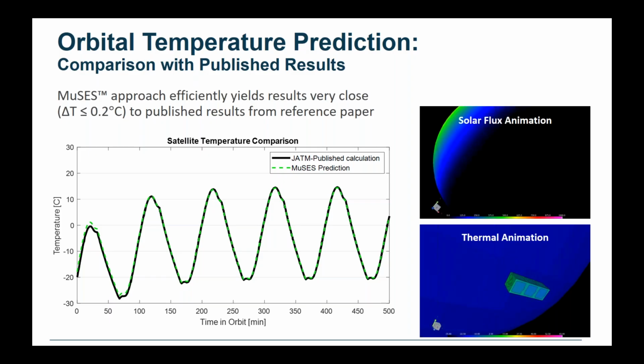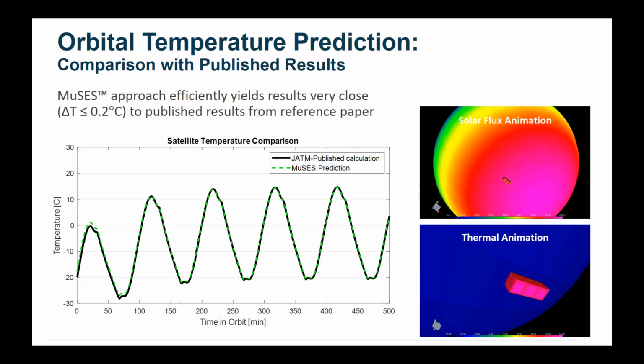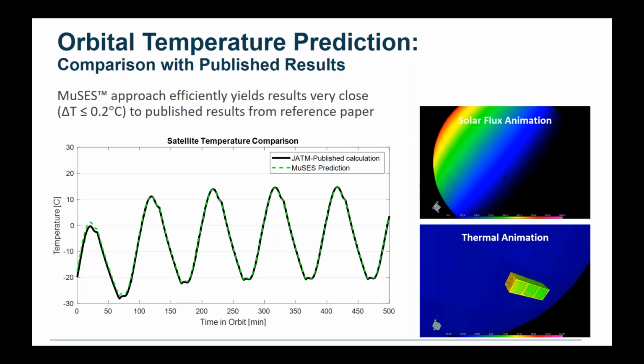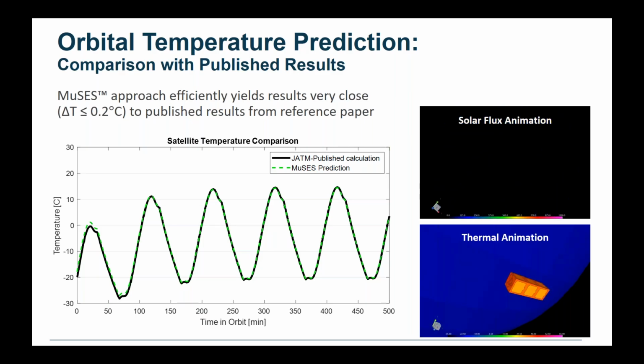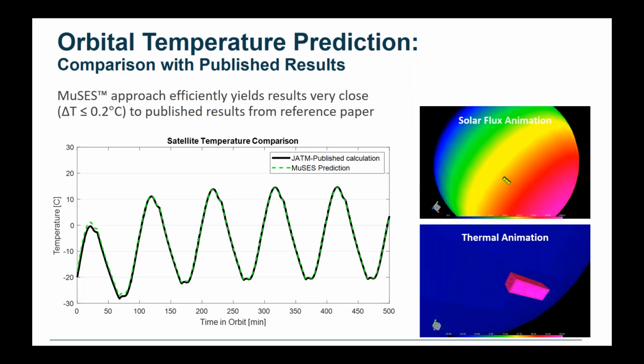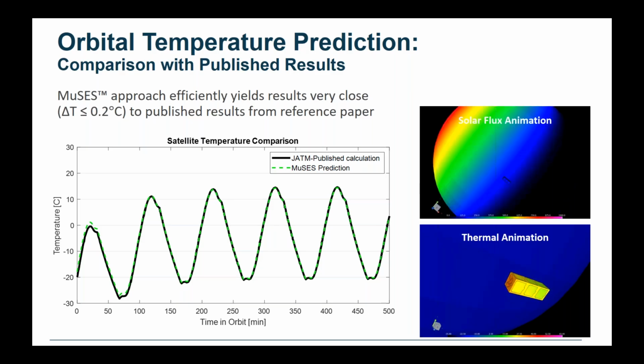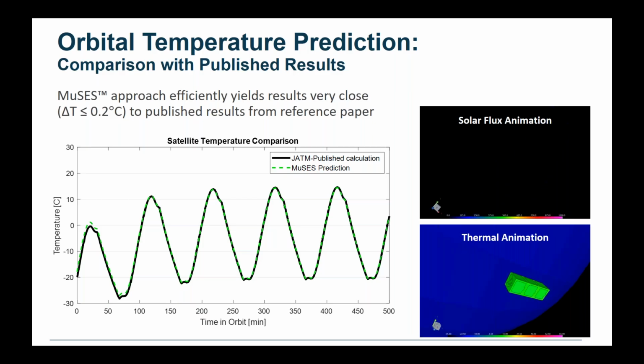MuSES matches really well, to within 0.2 degrees Celsius of the published work. And we see a few different animations showing solar flux and thermal animation on the outside of the payload.